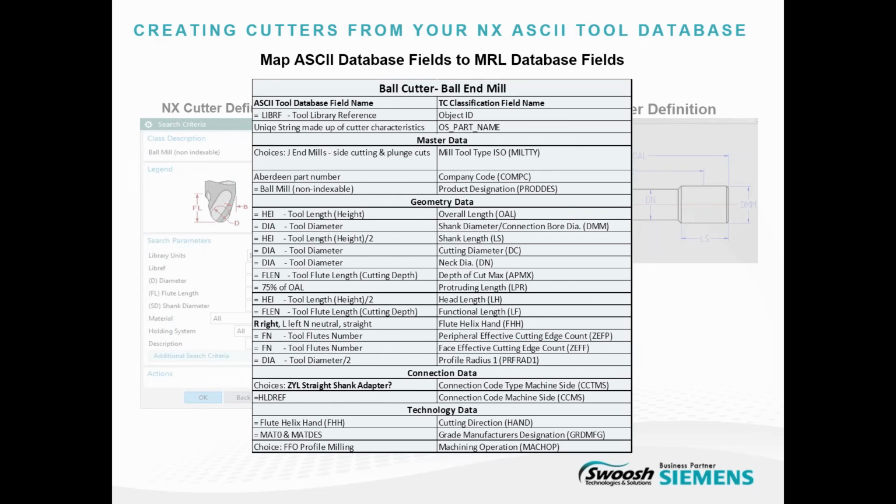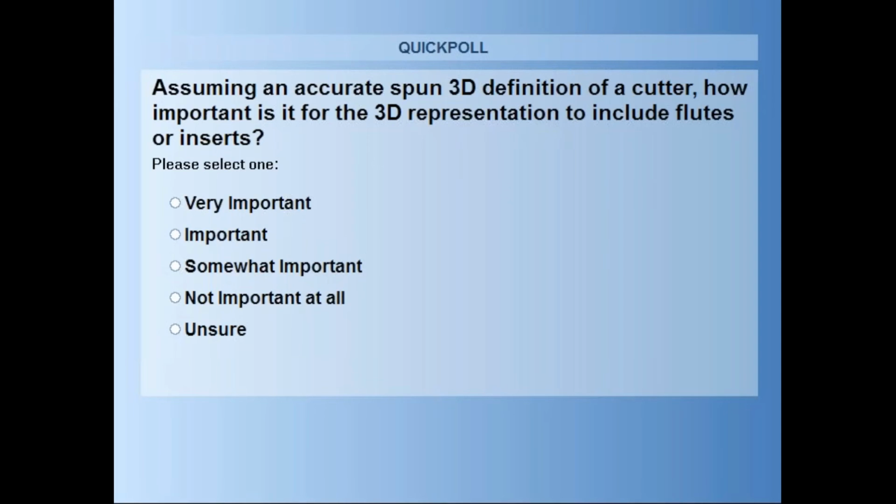Right before I go into a little demonstration, I'd like to ask Diana to ask you one more question. Good. Sorry about that. So this one is, assuming you have an accurate spun 3D definition of a cutter for G-code simulation, how important is it for the 3D representation to include flutes or inserts? I'll leave this up for an additional 10 seconds, and then I'll close it and share it with everyone. So we've got 7 seconds left.